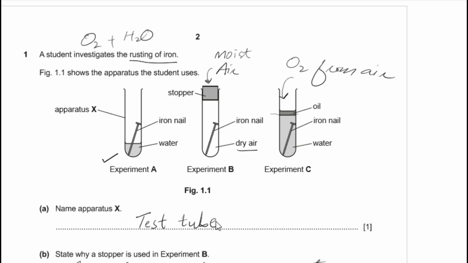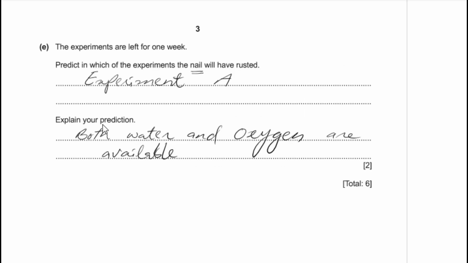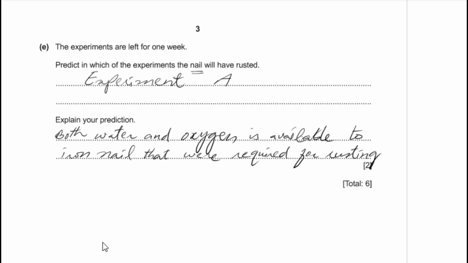In experiment B, there is dry air, that means water molecules are absent. In experiment C, water is there, but it was boiled, so no more oxygen is available in this water. Furthermore, there is an oil barrier preventing oxygen from the air to enter, so no rusting would take place. Both water and oxygen are available to the iron nail, which are required for rusting.